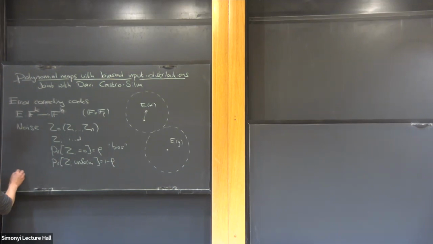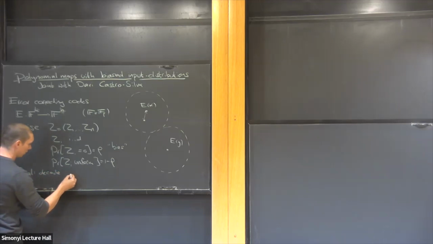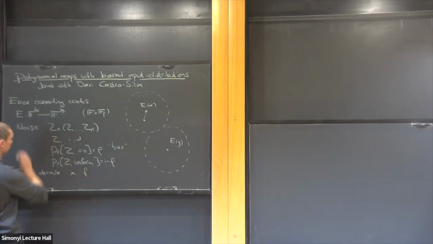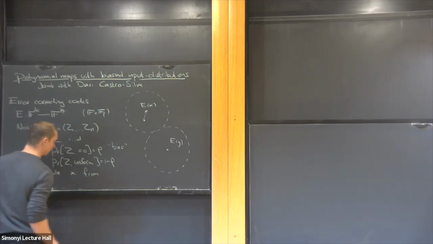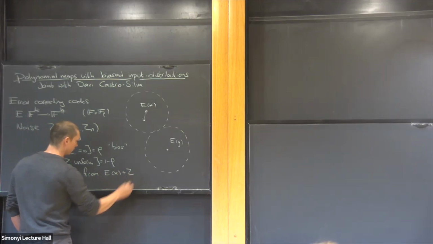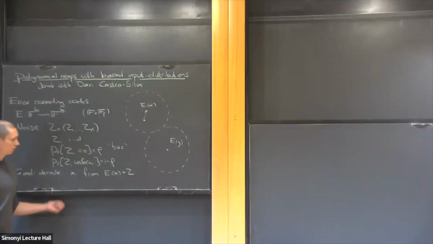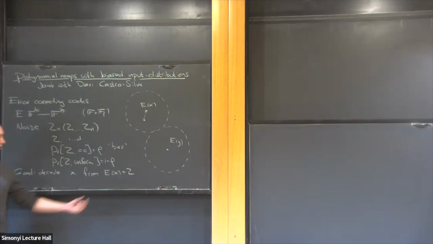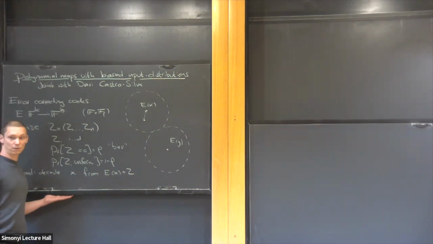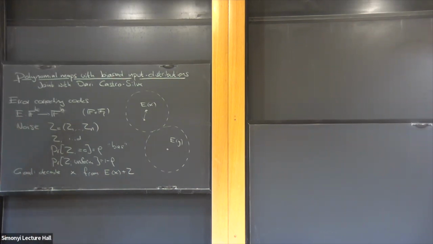And the goal in this whole setup is to try and decode the message x, which lies in F to the k, from the corrupted code word E(x) plus the noise string Z. So E(x) is the code word corresponding to message x, and Z is an error vector that you add to E(x) to corrupt it. That's the basic setup here.